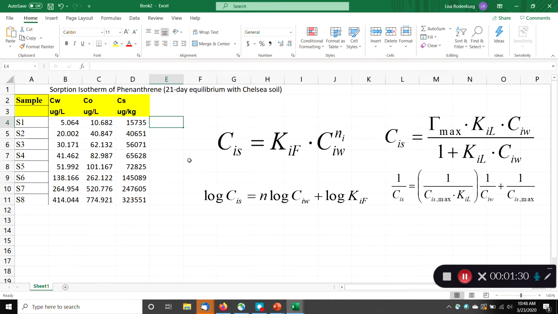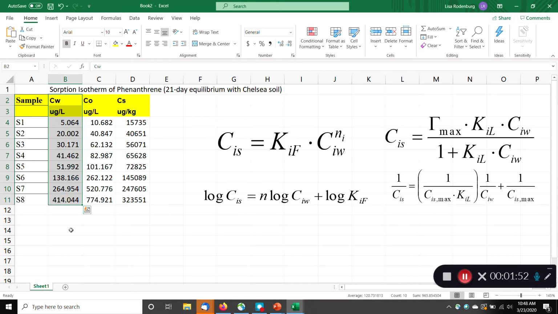So what you do when you do the sorption isotherm is you add a known amount of Chelsea soil, a known amount of water, and a known amount of your chemical. And in this case, the chemical is phenanthrene. So that's your C0. That's the beginning amount of phenanthrene that was added to the bottle. Then after your 21-day equilibrium, you measure your concentration in the dissolved phase.